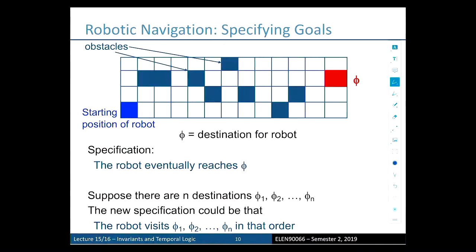This is another example. I have a robot that starts from this location, and we want it to end up here. So that's one specification. Maybe we have multiple destinations, and we want to hit them periodically. Maybe another specification is not to bump into obstacles. There are more concrete examples of specifications that we might need.